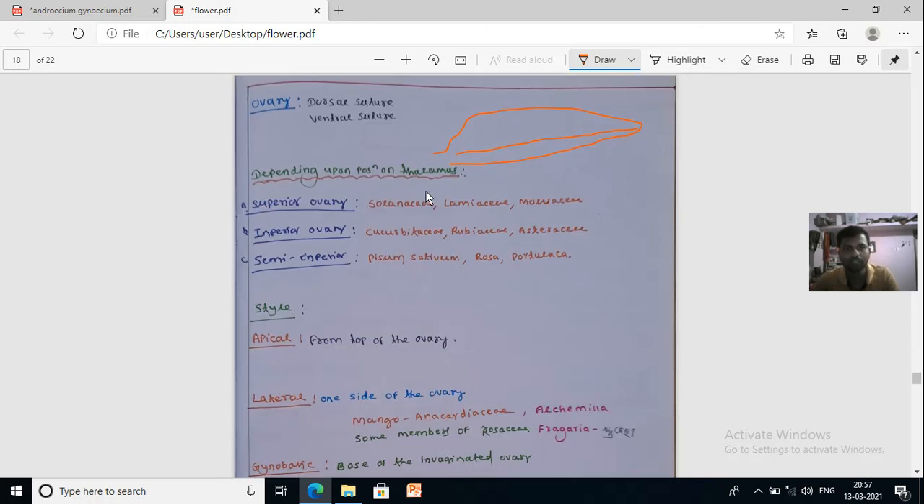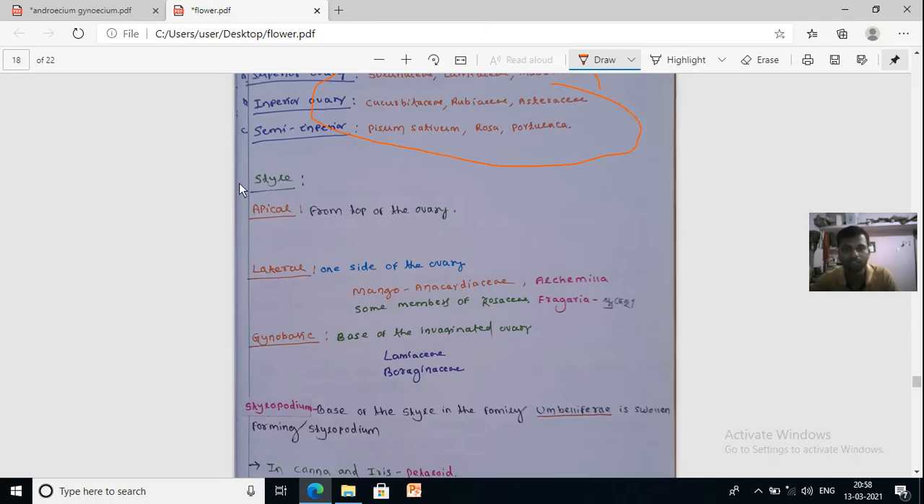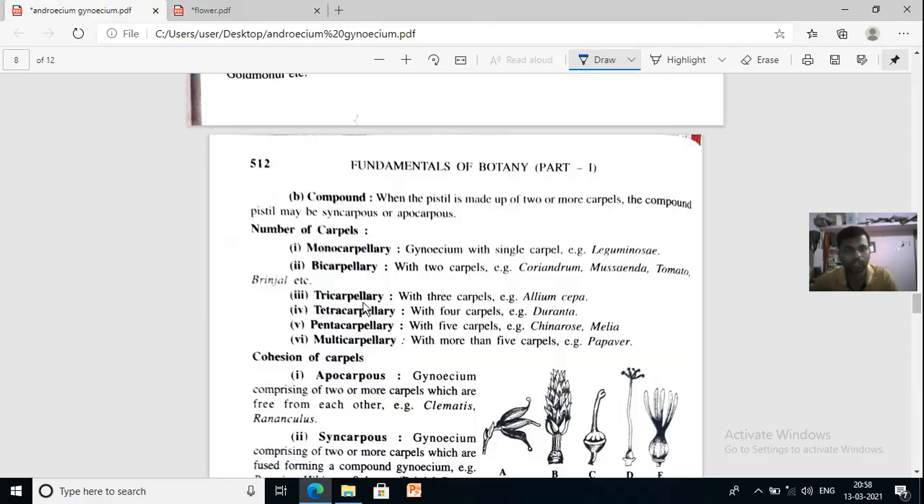Depending on the position of the thalamus, the ovary may be superior, inferior or semi-inferior, as in Solanaceae, Lamiaceae and Malvaceae. Superior ovary means the hypogynous condition, inferior means the epigynous condition, as already discussed in the flower. Semi-inferior is the perigynous condition, as in Pisum, Psidium and Rosa. Always remember where the ovary is superior, inferior or semi-inferior. Next comes the style. The style is apical, meaning from the top of the ovary. Look at this figure here.